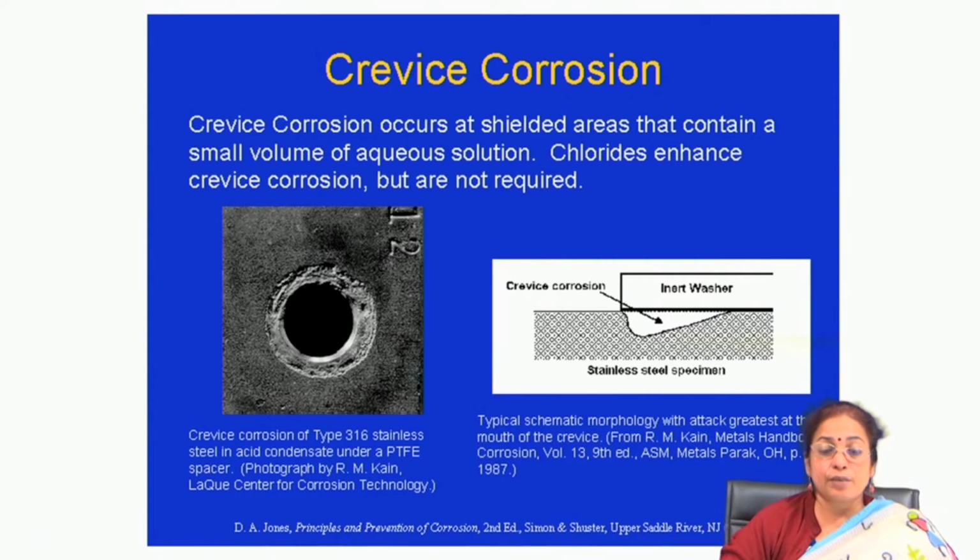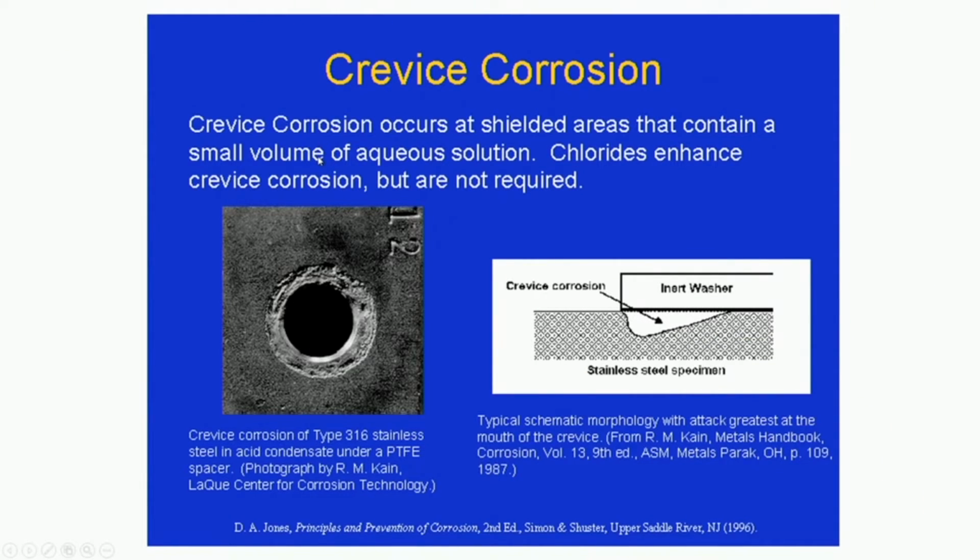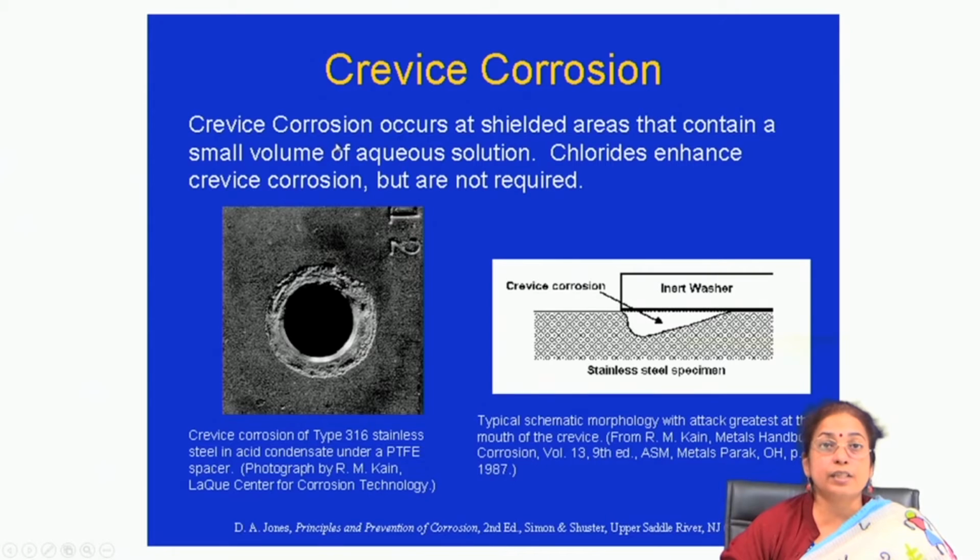Now, the third type of corrosion is crevice corrosion. Crevice corrosion is a kind of corrosion which occurs at shielded areas that contain a small volume of the aqueous solution. Usually, when there is chloride in the environment, it is aggravated, but it is not necessary to have chloride in the environment.